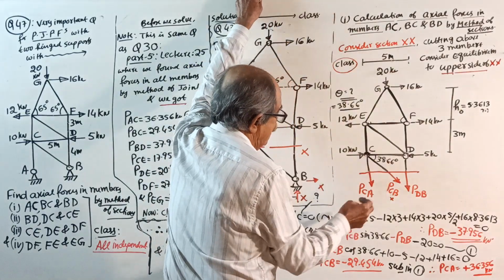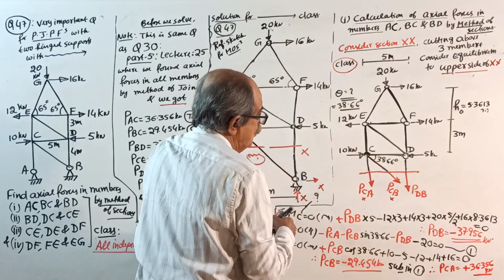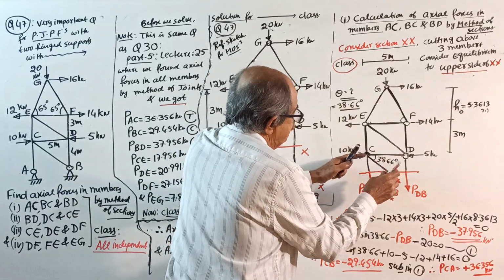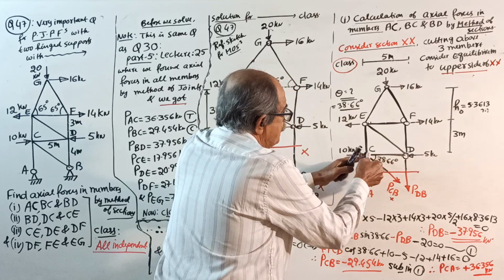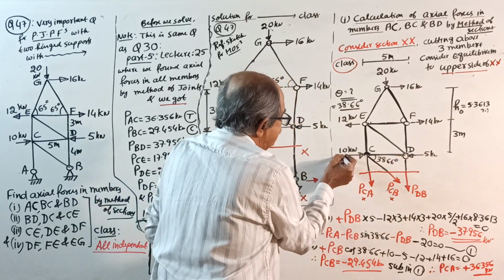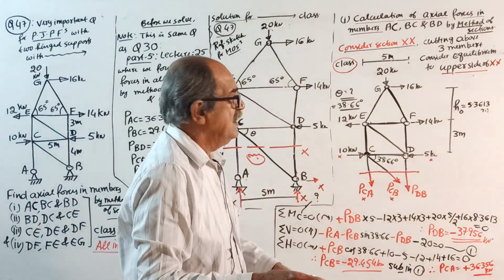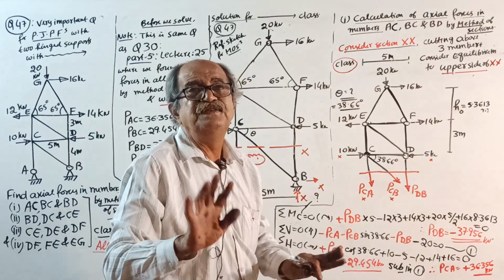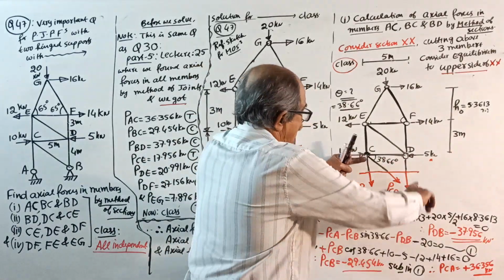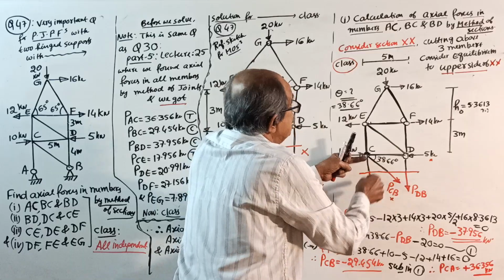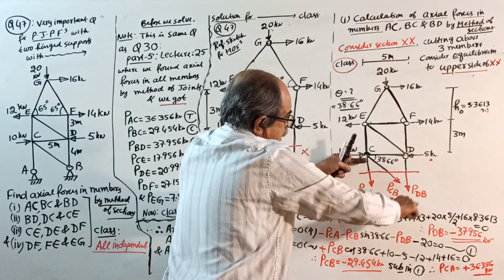Oh, sorry, one more thing. Moment about C means, when you take about C, this 5 will come here, 10 will pass. 10 also into 0, 5 also into 0. Small cut means 0. Don't write it. Start. Plus P_DB into 5. See here, P_DB into 5.